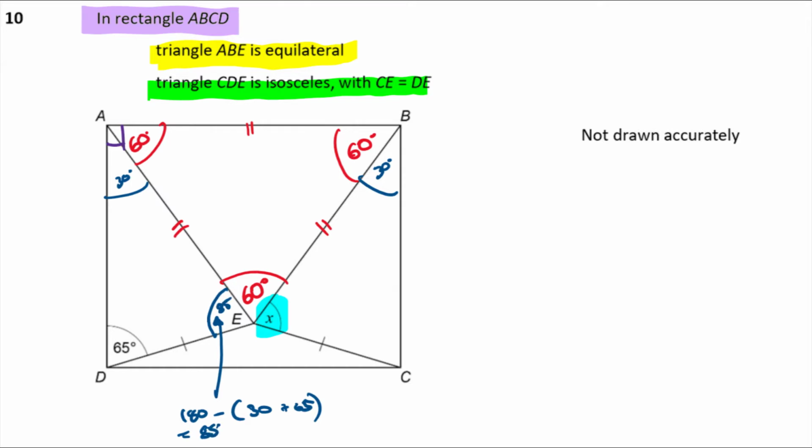It's 85. Now you can have exactly the same argument over here. Because this is isosceles, then this is also going to be 65. And so this is going to be 85 as well, isn't it? Okay, so x is 85.